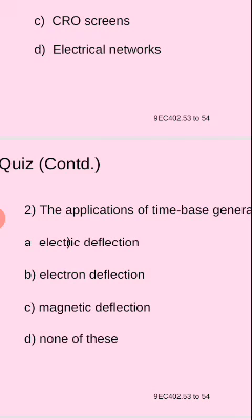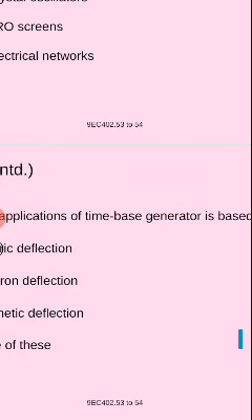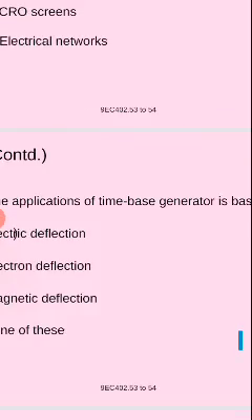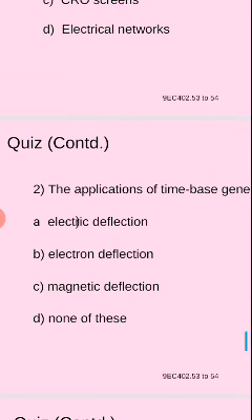The applications of time-based generator are based on: electric deflection, electron deflection, magnetic deflection, or none of these. Our answer is magnetic deflection. Option C is the right answer.